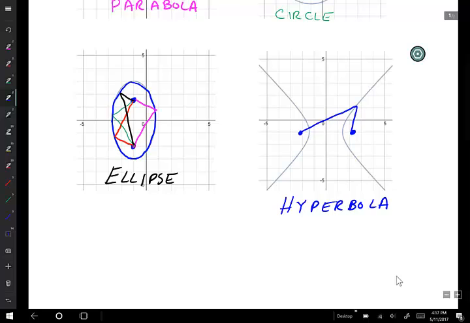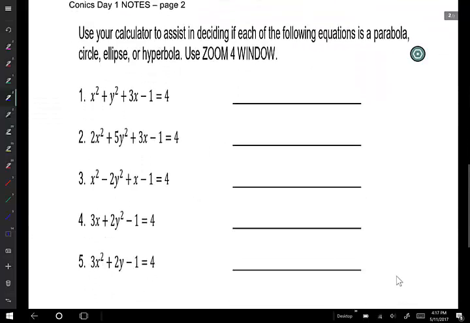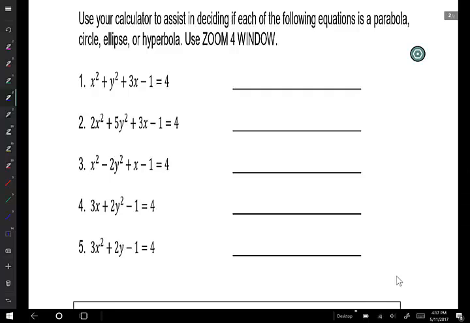So let's look at some equations, and that's our main focus today, to classify equations of a parabola, a circle, ellipse, or hyperbola using just some graphing. What we're going to do to graph these on our calculators is consider the fact we have y squared. So I'm going to take this equation and solve it for y. I'm going to make it really easy.